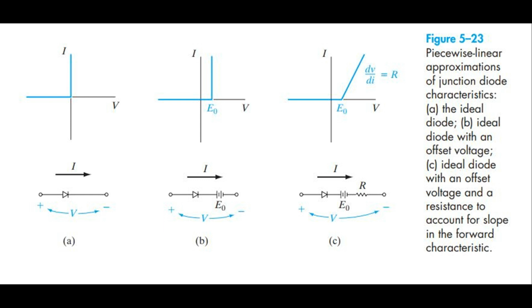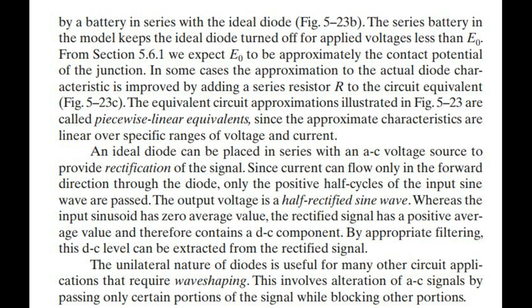Figure 5-23: Piecewise linear approximations of junction diode characteristics. (a) The ideal diode. (b) Ideal diode with an offset voltage. (c) Ideal diode with an offset voltage and a resistance to account for slope in the forward characteristic. The series battery in the model keeps the ideal diode turned off for applied voltages less than E_0. From section 5.6.1 we expect E_0 to be approximately the contact potential of the junction.